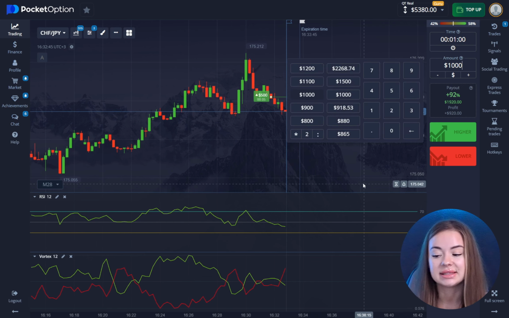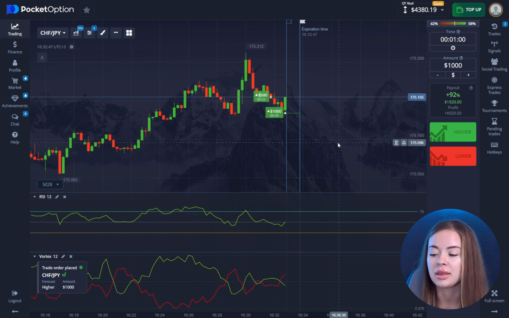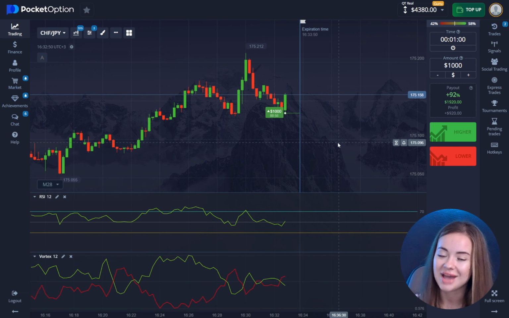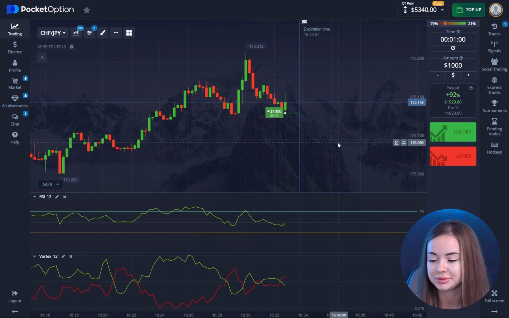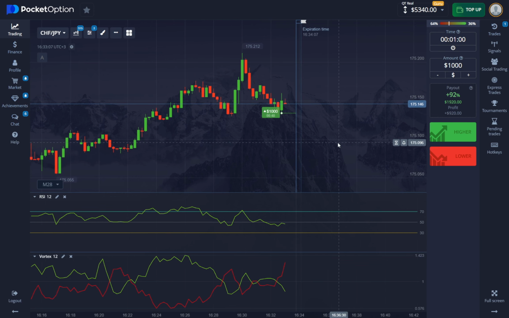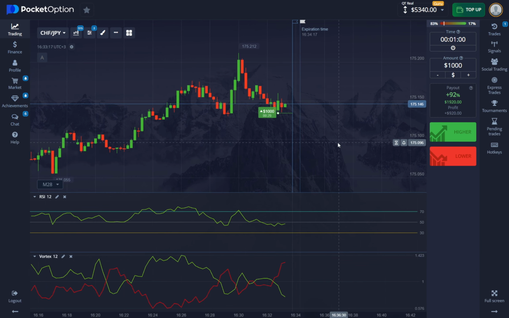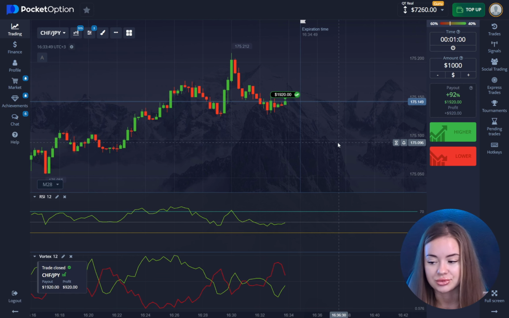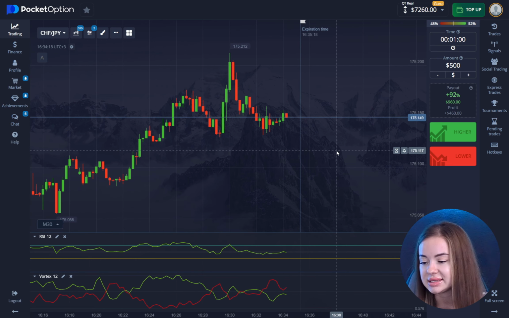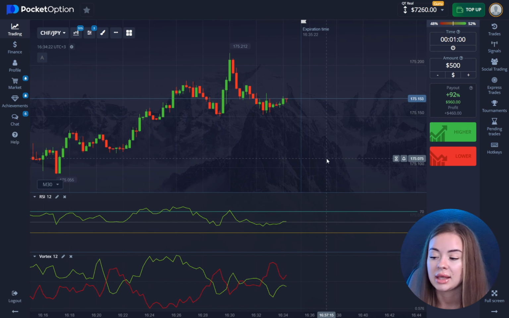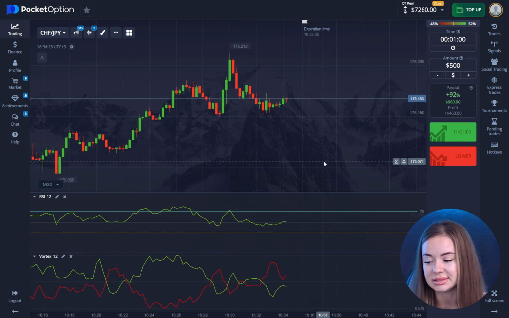We see a slight decline, so I open another up trade for $1,000. The first trade was successful. Let's wait for the second one to finish. The second trade was successful. On the chart, we see that the RSI is still in the neutral zone and does not give clear signals.